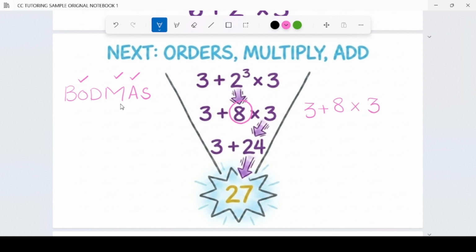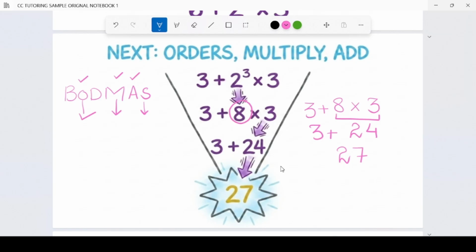Now I will solve multiplication. 8 ones are 8, 8 twos are 16, 8 threes are 24. So 24 plus 3. Because we are only left with the addition, the answer for this one is 27.